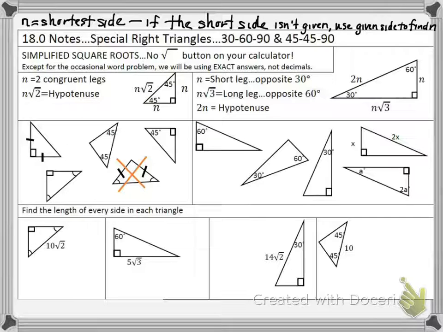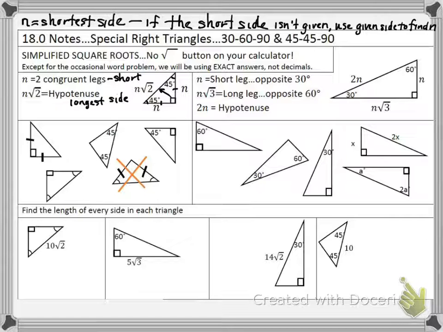A 45, 45, 90 triangle has two equal angles, which means it also has two equal sides. Those equal sides are congruent, the same size, and they are always the short sides. There are two short sides because they're the same. And then we have our hypotenuse, which is, of course, our longest side, and it's always opposite from the right angle. So the pattern, I would say, is n, n, and n root 2.